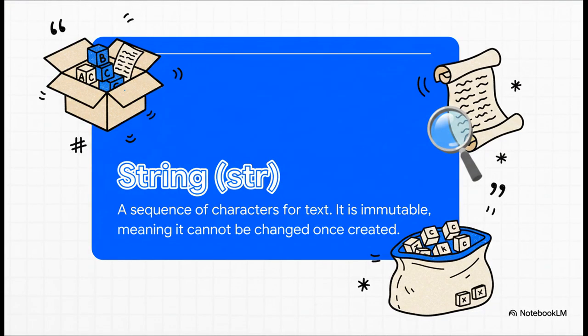Okay, so we have numbers covered. What about text? For that, we have a container called a string. The best analogy is a clear, sealed display case. You can see all the characters inside, perfectly in order, but because it's sealed, you can't change what's in there. In programming, we call this special property immutable.